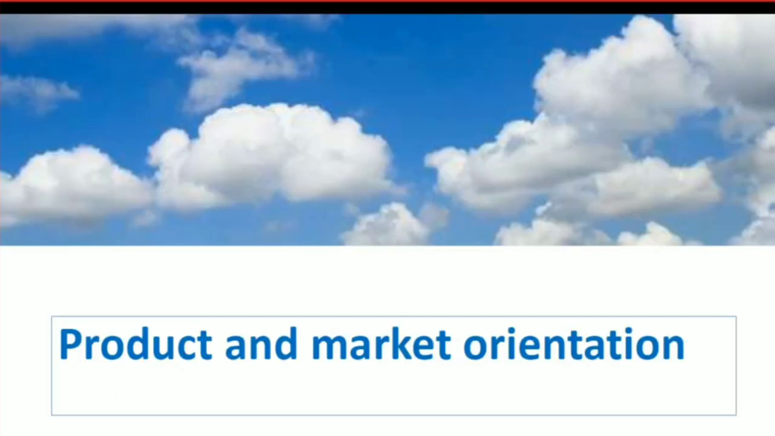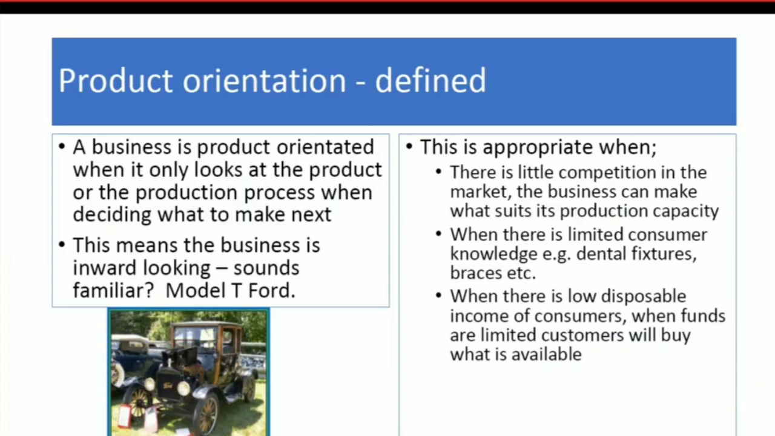Now, let's come to the product and market-oriented businesses. So what is a product-oriented business? A product-oriented business is basically a business that focuses on the production process, the way it looks into its product, and concentrates upon its product rather than the customer.